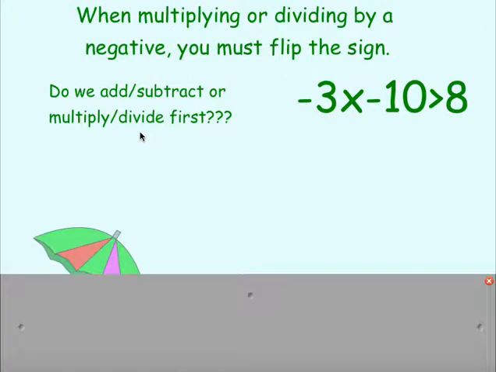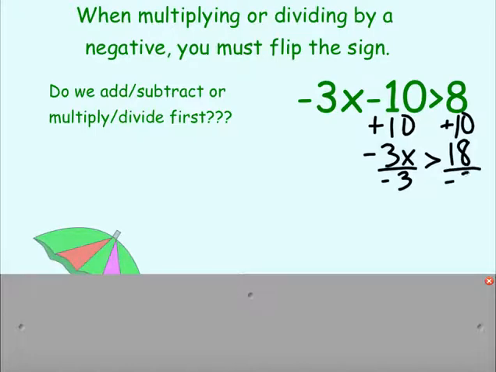So let's simplify some of these inequalities. Remember, we're solving them just like we would our equations, just remembering that with those negatives, we need to be careful. So in this case, to solve for x, I first need to undo the addition, or the addition subtraction. So I use addition to change this, to add 10 to each side. We don't need to flip the sign now because that's just adding. So we have -3x is greater than 18. And now we divide by a -3. And we get x, and we get -6. And we flip the sign to be a less than sign.